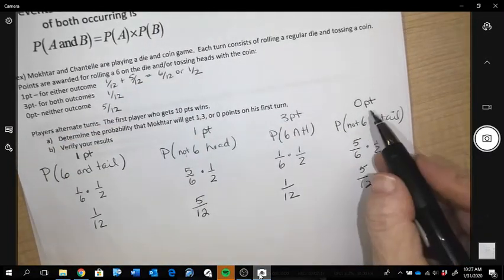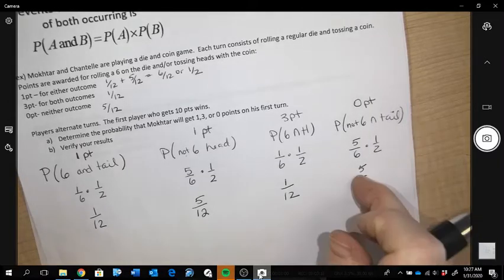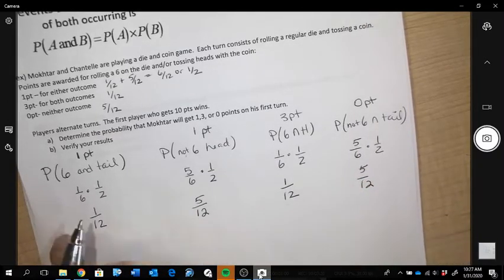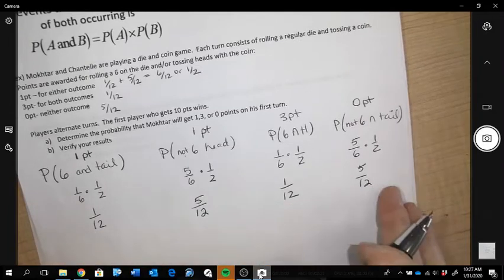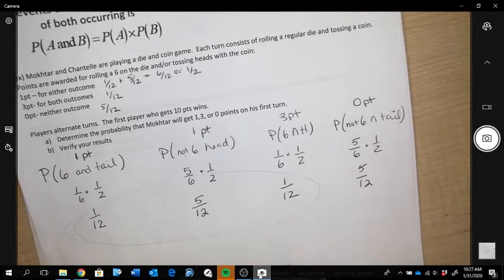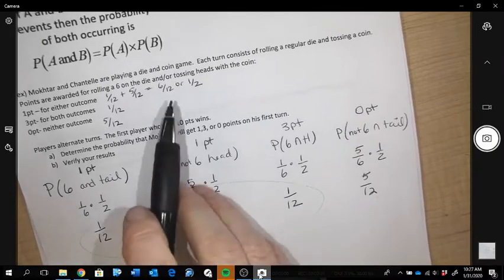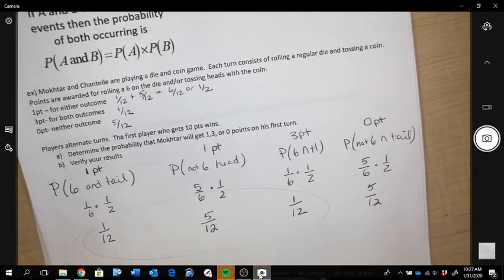Okay? And you could also do a complement thing, where to have neither would be 1 subtract the probability of having something, so 1 subtract 7/12. Okay, so that's the probability for each score.